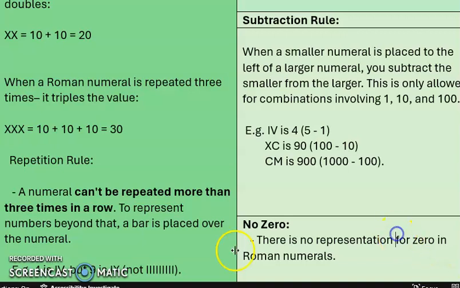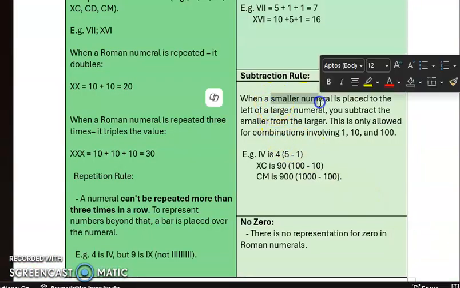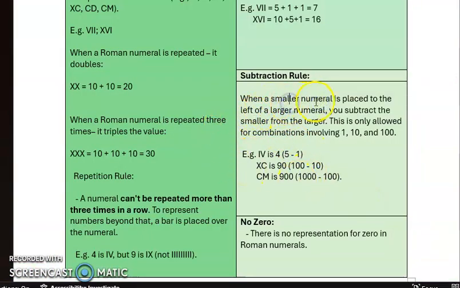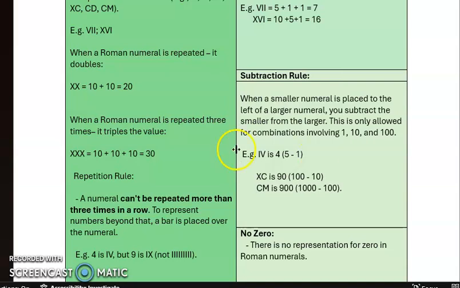Now let's look at the subtraction rule. When a smaller number is placed to the left of the larger number, you subtract it. So for example, with 4, the I, which is smaller, that means 1, comes before the V, which is 5. So this actually means 5 minus 1 to give you 4.